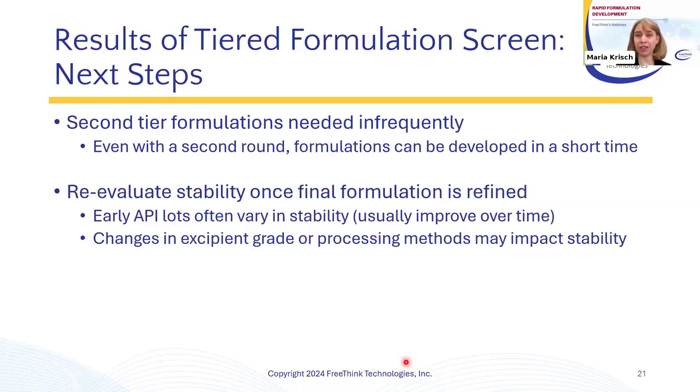So typically the earliest API lots are dirty, they're less stable, maybe less crystalline, and they get refined over time. So if you do an initial formulation screen on a very early API lot, and then that API lot changes significantly, it's worth redoing the screen with something that's representative of what you're moving forward with. It's also the case that you may have changes in things like excipient grades that have been chosen or processing methods that may impact stability. And maybe they seem like minor changes, but it's a good idea to make sure that that's a correct assumption.